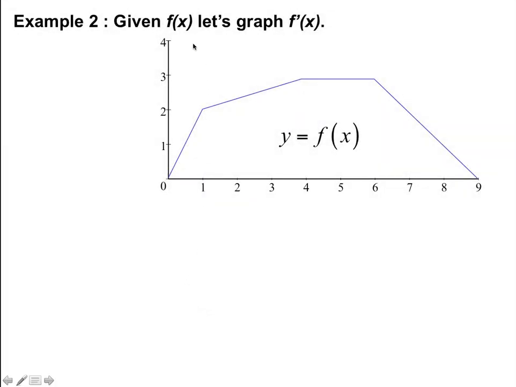So here's a function, and if you notice the piecewise function, I have a line from x is 0 to x is 1. Then from when x is 1 to when x is 4, I have another line. Okay, and then from when x is 4 to x is 6, I have a flat line. And from 6 to 9, I have this line. So it's a piecewise function made up of 4 lines.